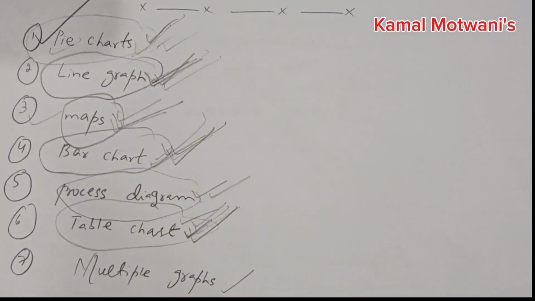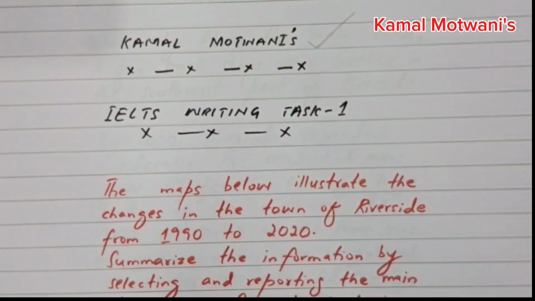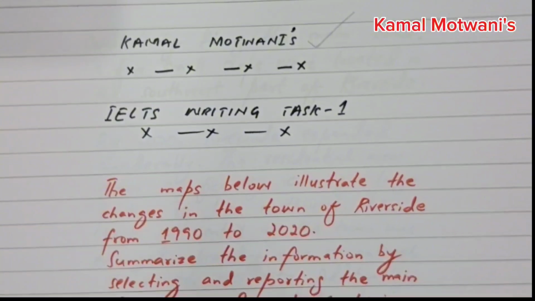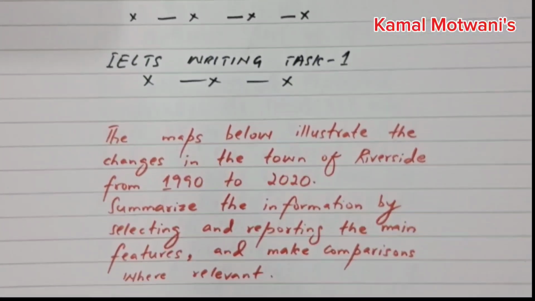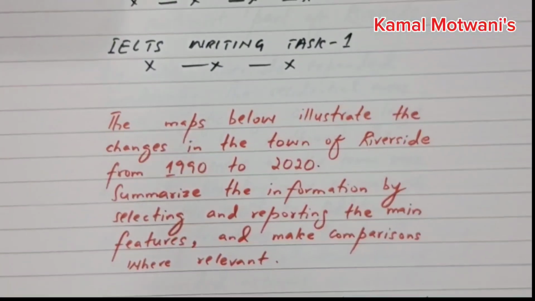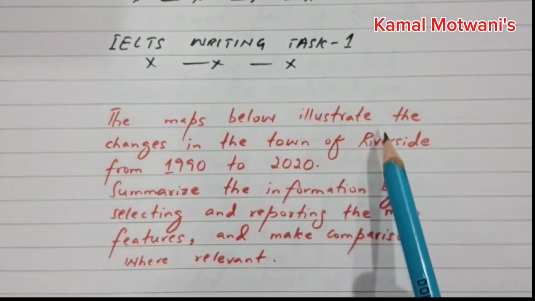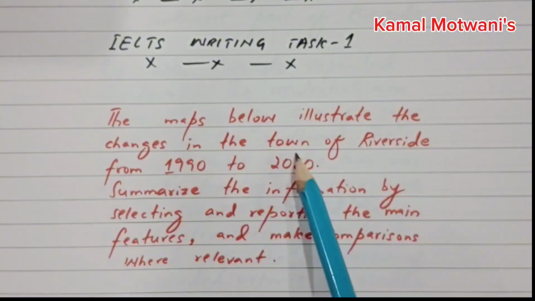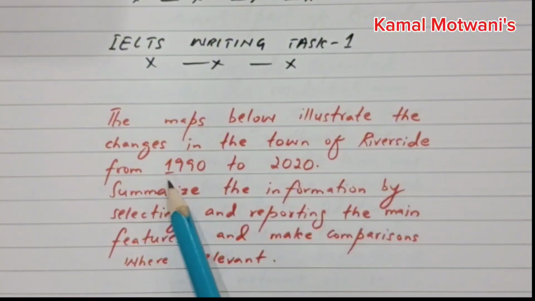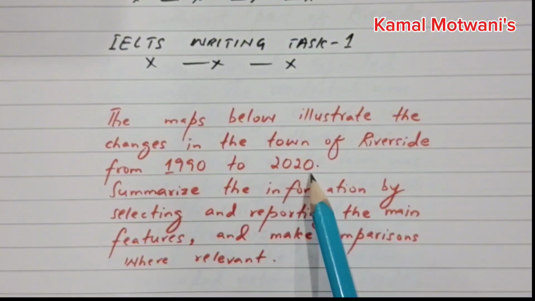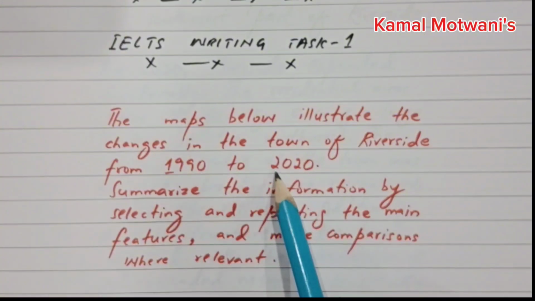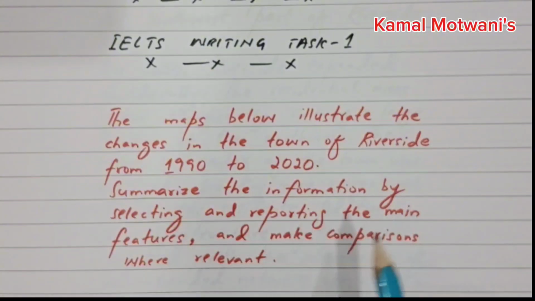So let's read the statement given by the examiner. Here is the statement. Let's read it. The maps below illustrate the changes in the town of Riverside from 1990 to 2020. This is a 30-year period. Summarize the information by selecting and reporting the main features and make comparisons where relevant.